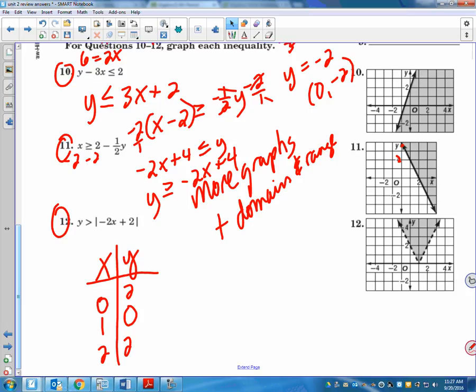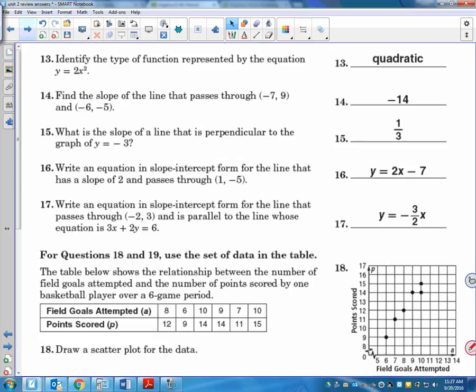So don't leave something blank, even if you get stuck on it. Show me that you know something about it so I can give you some partial credit as you're doing your test. Okay? Are there questions about that? Again, we'll talk about some graphs in a minute that aren't on here that you're going to have to know.